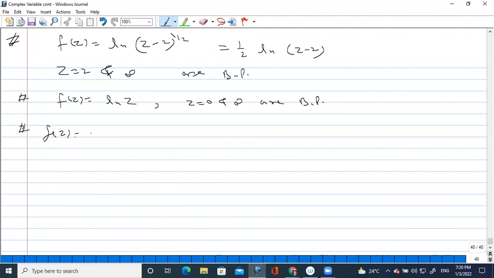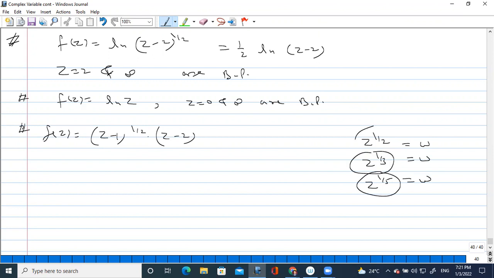Suppose we have f(z) equal to (z minus 1) to the power half times (z minus 2). Pure (z minus 1) to the power half. Suppose we have z to the power half, z to the power 1 by 3, z to the power 1 by 5, like this. So this will always give you 5 values. So these are also known as multi-valued functions. So from here also we get the branch point. So this is (z minus 1) to the power half, and this will also give you the branch point.